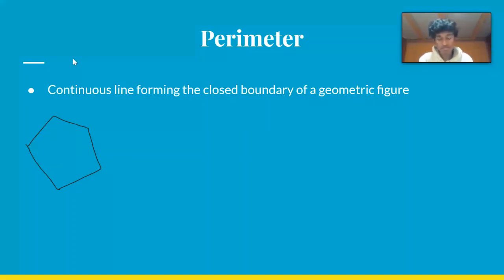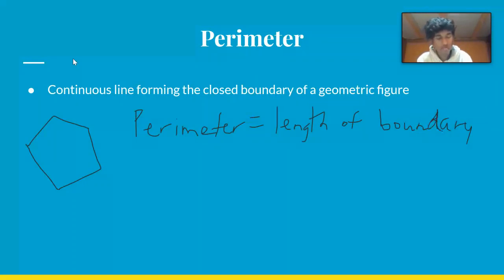And in context, for the SAT and ACT, the perimeter usually refers to the length of this black boundary. So the length of this black boundary is equal to our perimeter. So perimeter is equal to the length of the boundary, and this is for a two-dimensional shape.